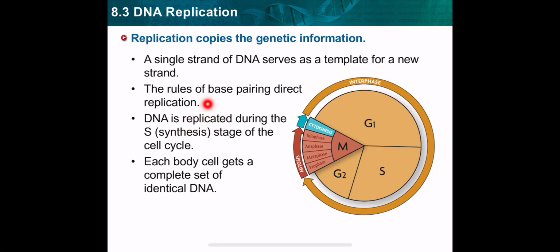When does this process take place? This process takes place during the S phase in the cell cycle. Do you remember, this is the cell cycle? S phase, one of the phases in the interphase. After completion of division, each body cell gets a complete set of identical DNA. That's why the DNA should be replicated or doubled. Why? To get new cells, and each cell has a complete set of identical DNA.